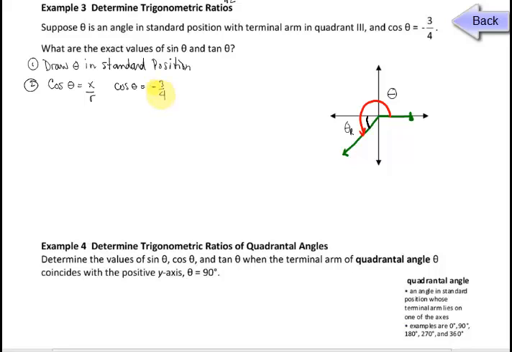So this negative sign on your cos theta is going to belong to the 3, not the 4. So we know that x is equal to -3, and that r is equal to 4. Now because we want to find sine theta and tan theta, and we know that their ratios are y/r and y/x respectively, then we need to find out what y is. So our third step is to determine y.